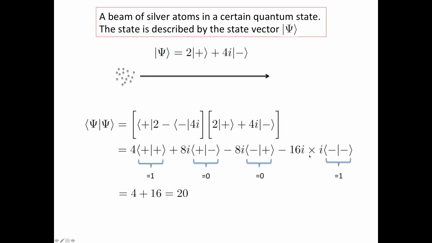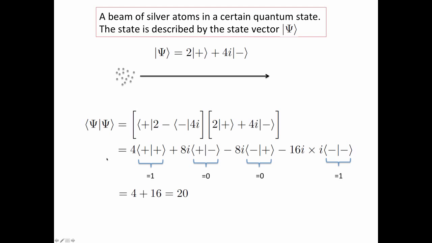And then you note that in this last term here, because we multiply minus 4i by 4i, you get minus 16i times i. And since i is the square root of -1, i times i is -1, and that turns this negative sign into a positive sign, and you end up with 4 plus 16 equals 20. So the inner product of this vector with itself is equal to 20 and not 1. So this vector isn't normalized, so it isn't suitable yet to describe the state of these atoms.